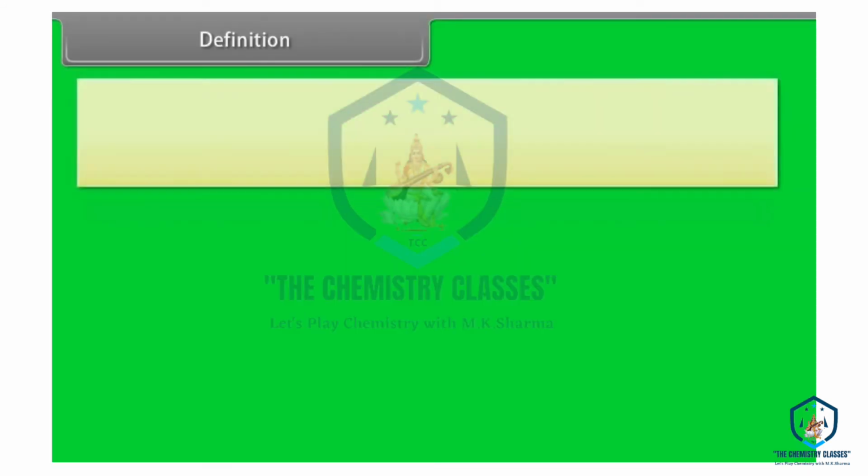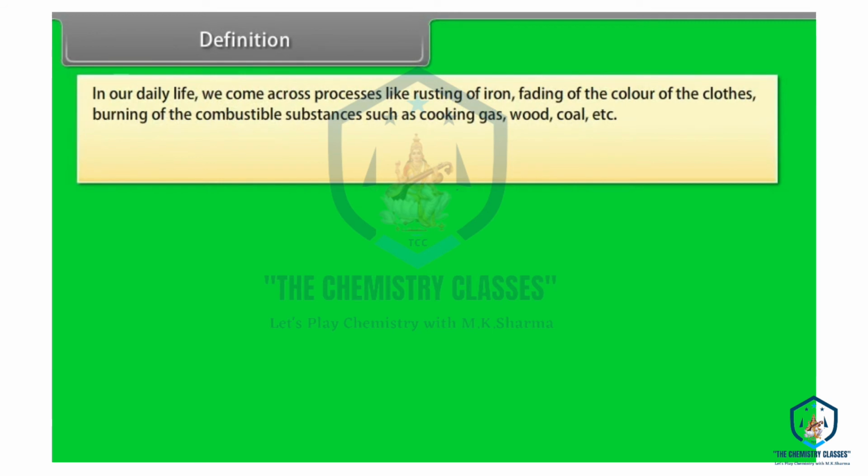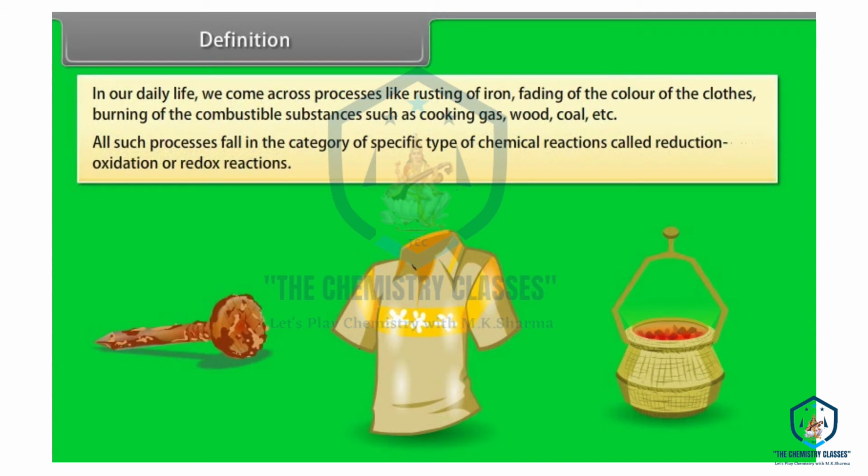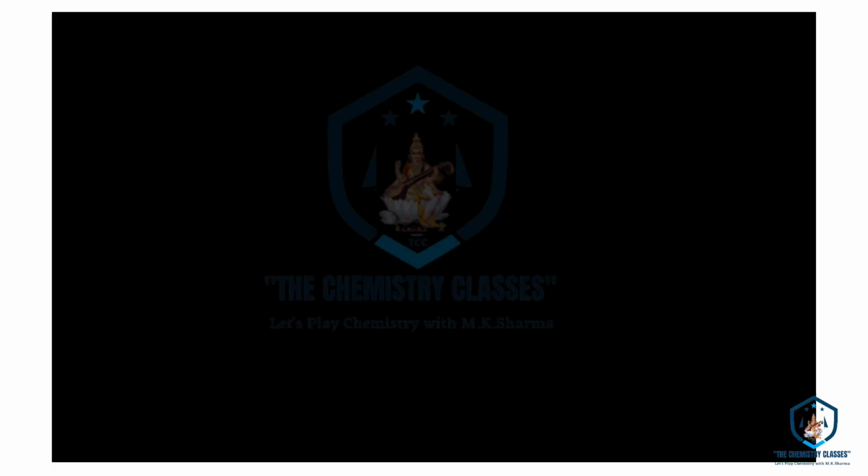Definition. In our daily life, we come across processes like rusting of iron, fading of the color of clothes, and burning of combustible substances such as cooking gas, wood, coal, etc. All such processes fall in the category of a specific type of chemical reactions called reduction oxidation or redox reactions.